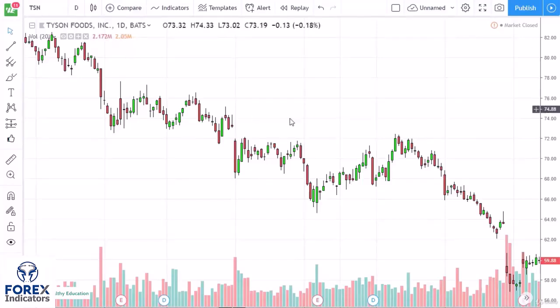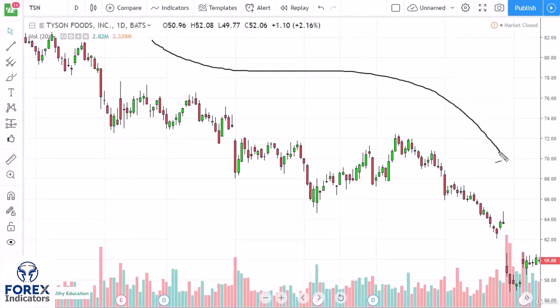I have Tyson Foods daily in front of you, but this could be any chart. It really doesn't matter. There's a couple different things that you should think about. The length of the candlestick does in fact matter. So on this daily chart, you can see that we had been trending lower, but think about what these candlesticks mean that are longer than many of the other ones.